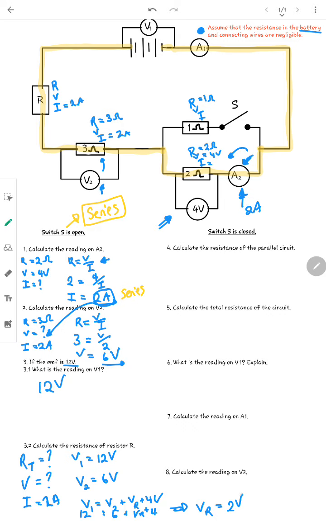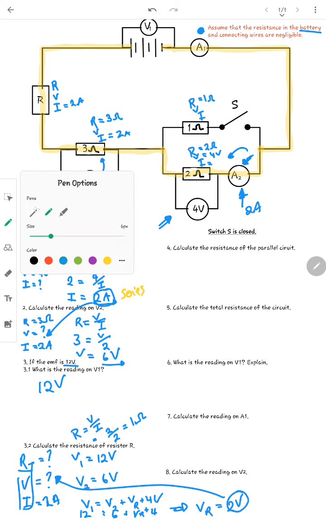So now all of a sudden I have this value, which is the value that I require over here. I've got V, I've got I, I can calculate my resistance. So my resistance is equal to potential difference over current, and my potential difference is 2, my current is 2, and that means my resistance is 1 ohm. Clear as day. Now let us look at what happens when the switch is closed.